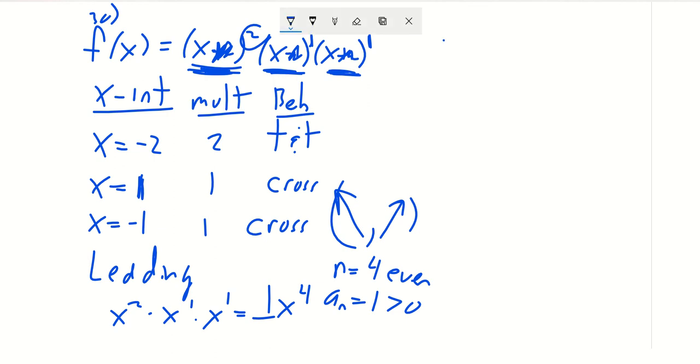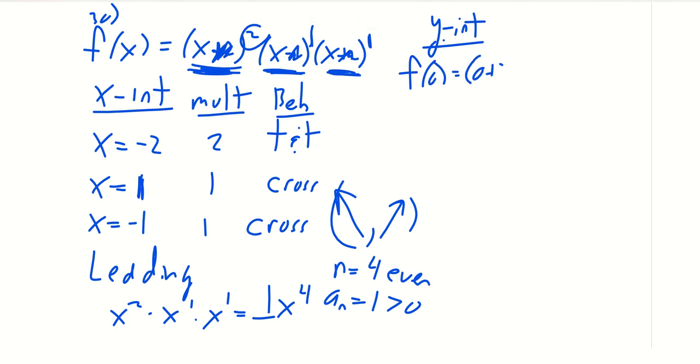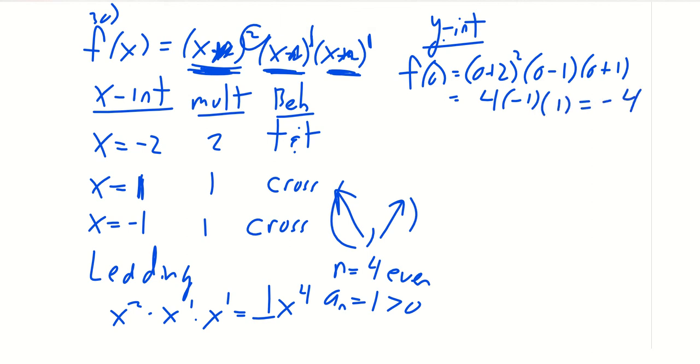We also should find our y-intercept. So if I evaluate f of 0, be careful here. This is going to be 0 plus 2 squared times 0 minus 1 times 0 plus 1, which is going to be 4 times negative 1 times 1, which gives us negative 4. So the y-intercept is going to be located at 0, comma, negative 4.